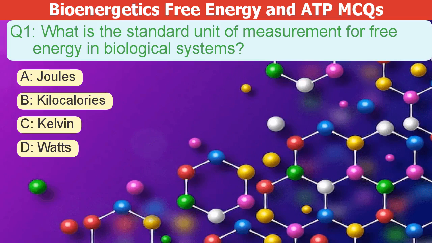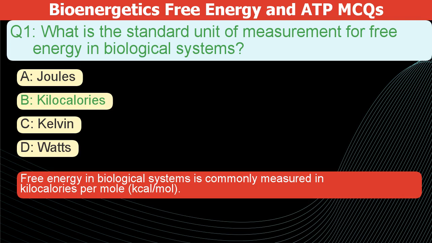What is the standard unit of measurement for free energy in biological systems? A. Joules. B. Kilocalories. C. Kelvin. D. Watts. The correct answer is B. Free energy in biological systems is commonly measured in kilocalories.